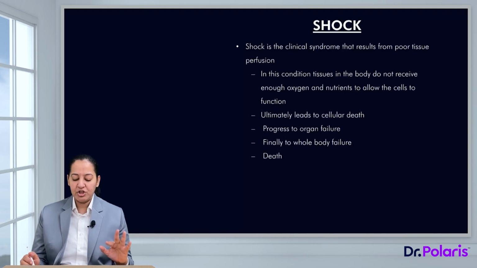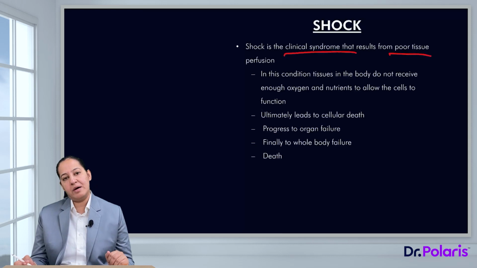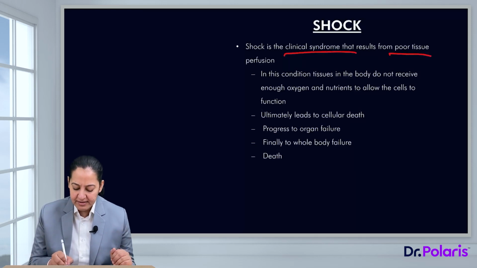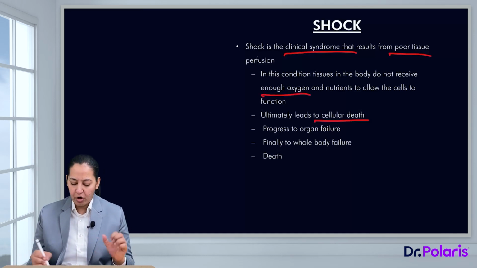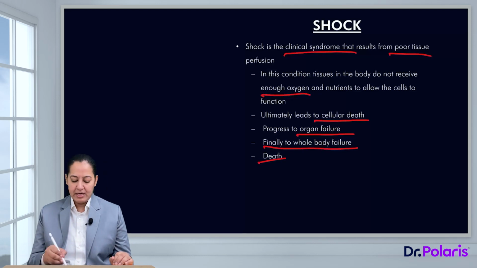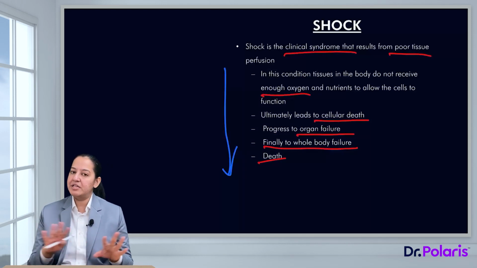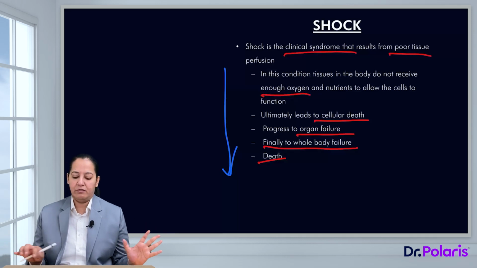So basically shock is a clinical syndrome in which there is poor tissue perfusion to multiple organs in the body. Now imagine all the organs of the human body are receiving less blood. So less blood means less oxygen. Less oxygen will lead to cell death. Cell death of that organ leads to organ failure, and multiple organ failure leads to whole body failure. Whole body failure leads to death. So it is a clinical syndrome in which it takes place step by step, and multiple organ failure and death is the end result of shock.